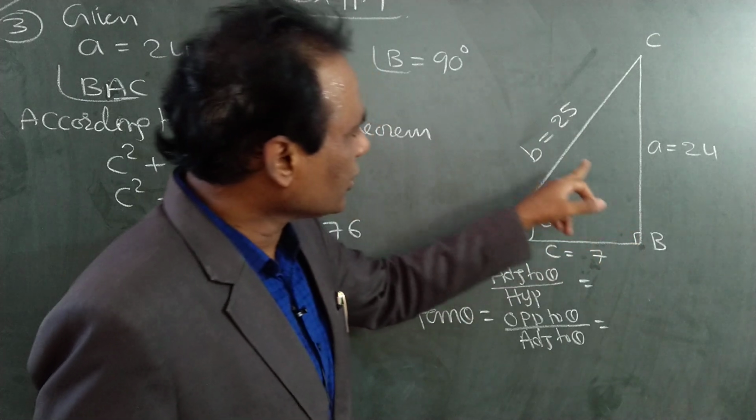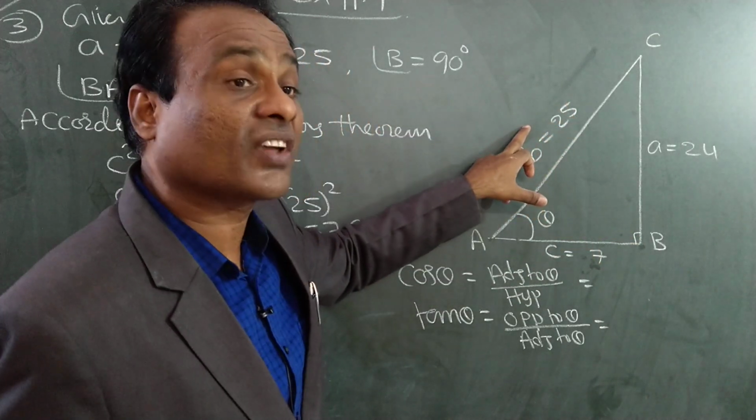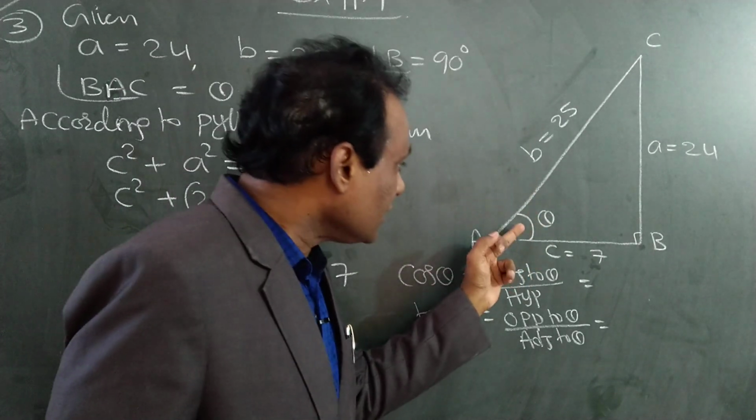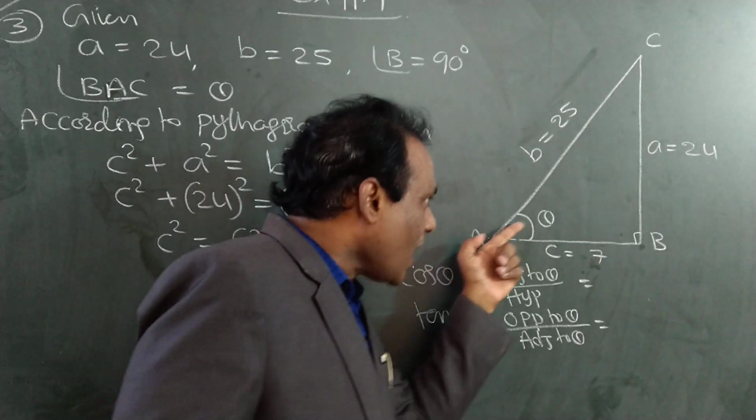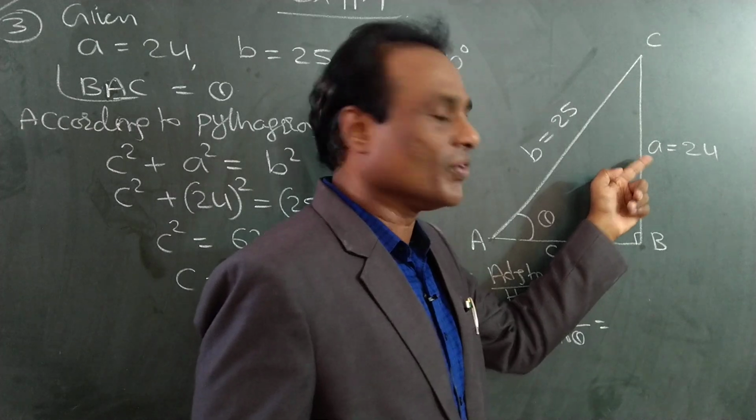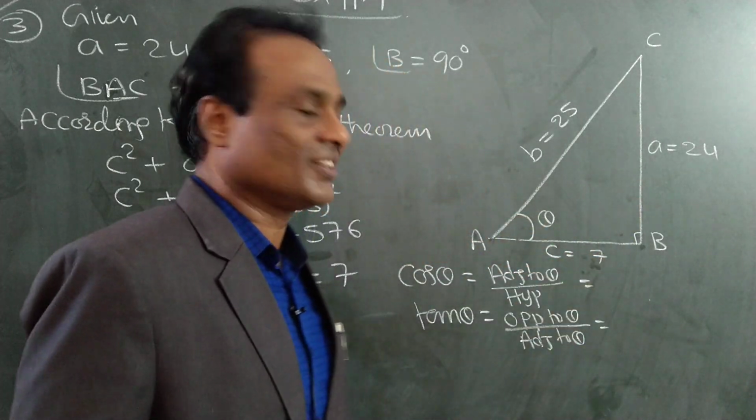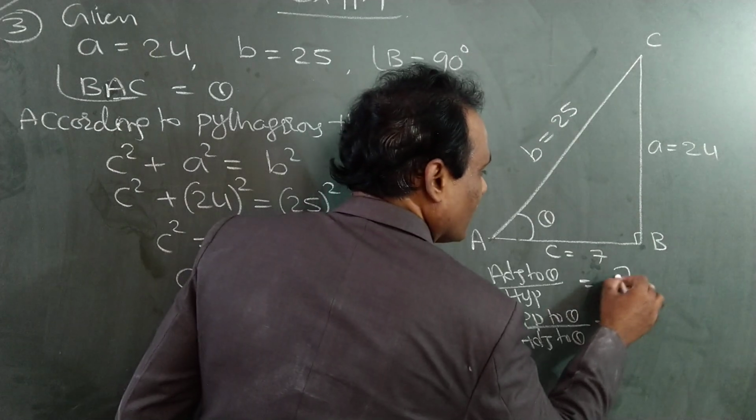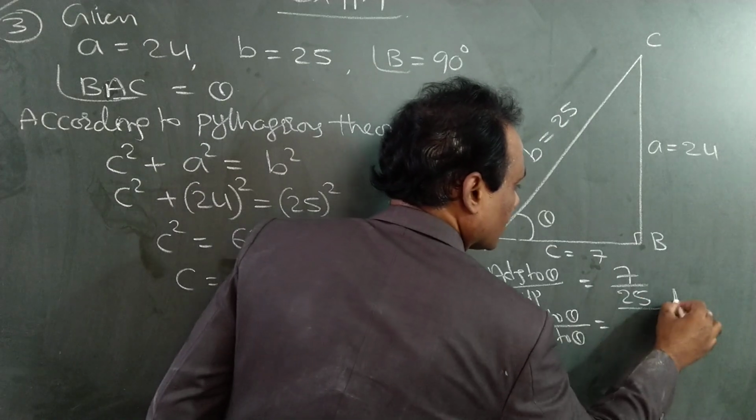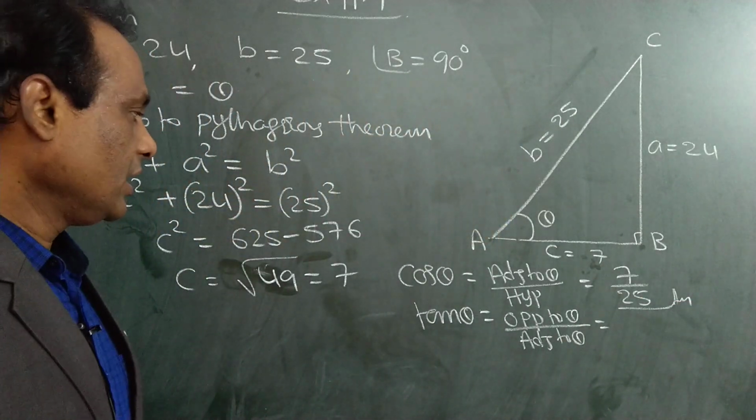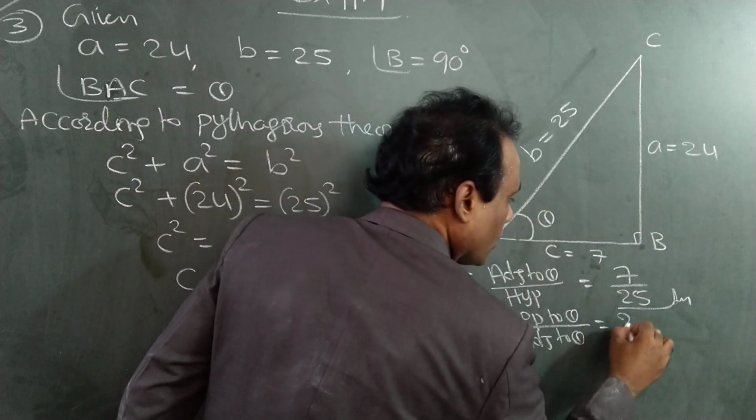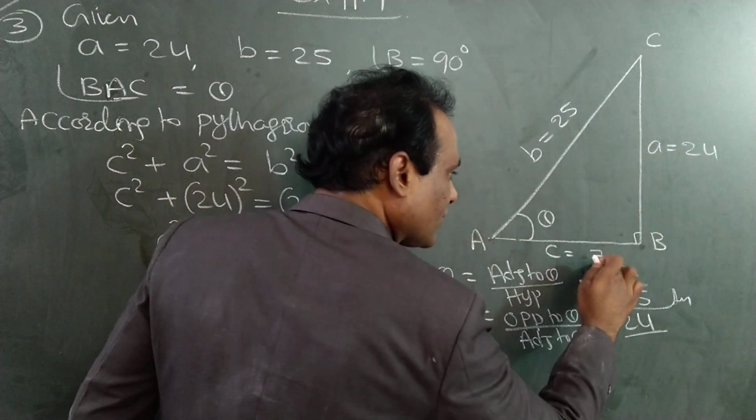The side opposite to 90 degrees, the bigger side, is always called the hypotenuse. This is theta, no? Its opposite is called the opposite side. Its adjacent is called adjacent. So what is the adjacent side? 7 by hypotenuse 25 is the answer for cos. Tan: opposite is 24, adjacent is 7.